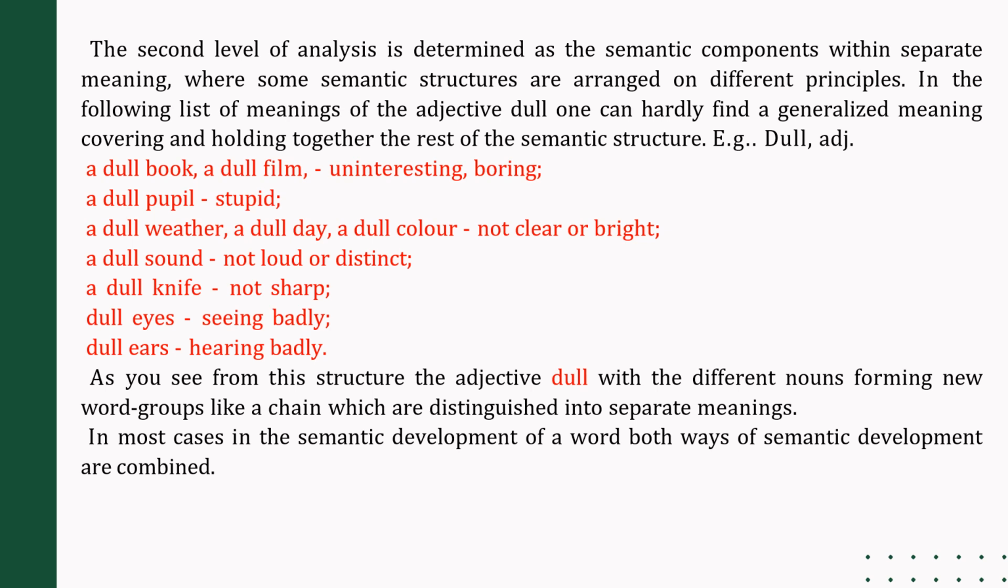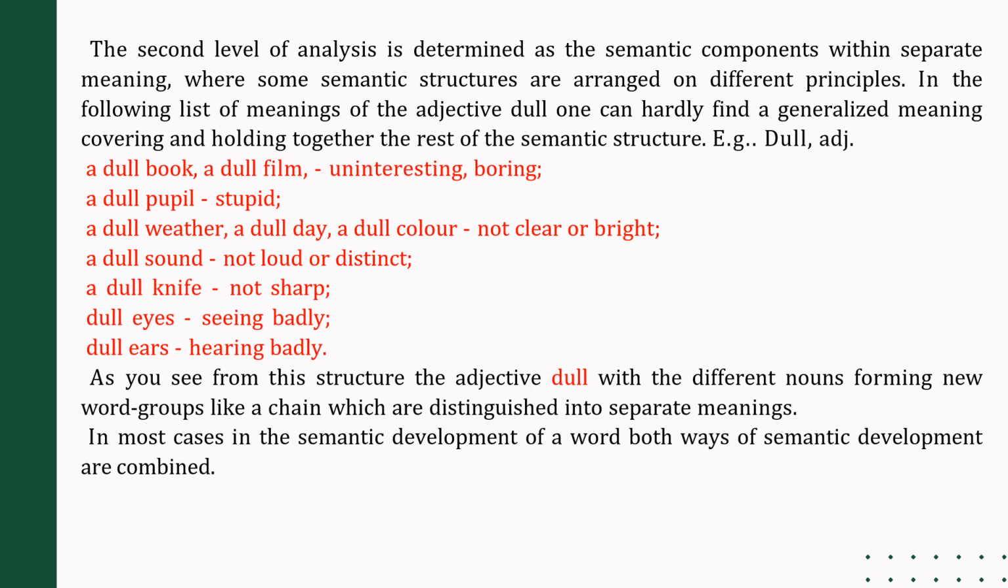The second level of analysis is determined as the semantic components within the separate meaning, where some semantic structures are arranged on different principles. In the following list of meanings of the adjective dull, one can hardly find a generalized meaning covering and holding together the rest of the semantic structure. For example, dull is an adjective.